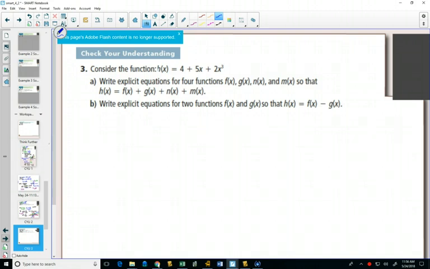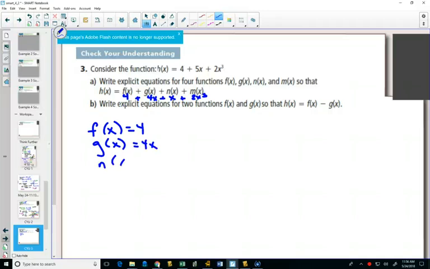For example, can you see if I want to get 4 plus 5x plus 2x cubed, I could go 4 plus 4x plus 1x plus 2x cubed? Would that not make the same thing? And so when we want to describe, well, I made f of x 4, I made g of x 4x, I made n of x x, and I made m of x 2x cubed.